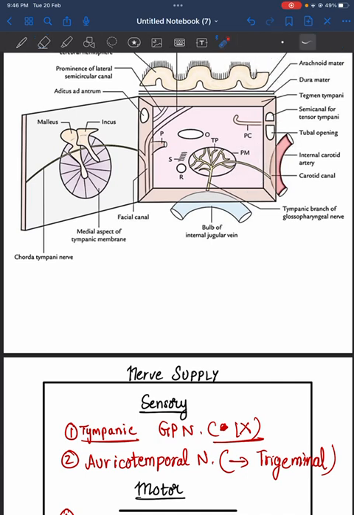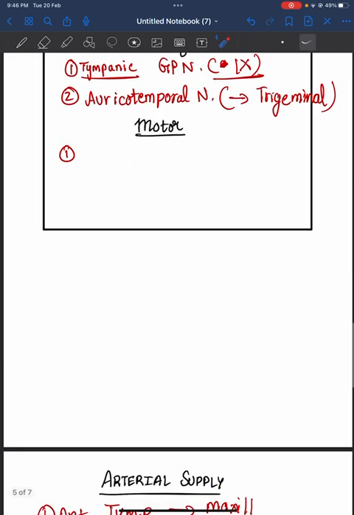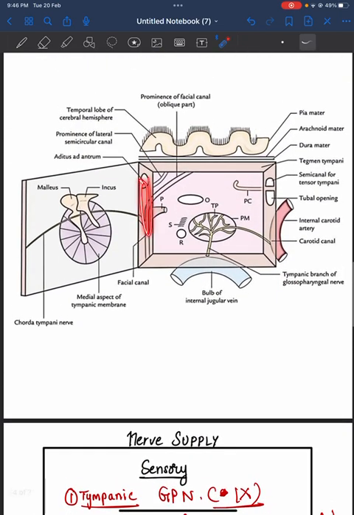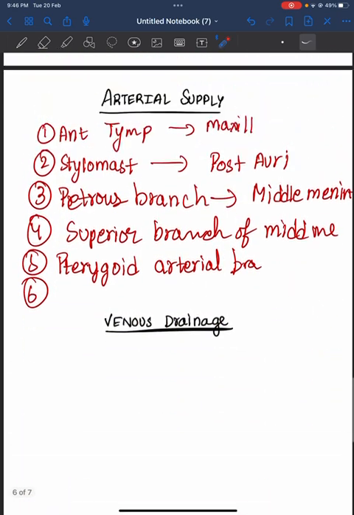So what did I say? Just a minute. Anterior tympanic artery, which is a branch of maxillary artery. Petrous branch of middle meningeal artery. Superior branch of middle meningeal artery. Over here I told you pterygoid canal will be there. Pterygoid branch, you can say it as artery from the pterygoid branch. The other one present is the stylomastoid artery, which is a branch of posterior auricular artery. That is the arterial supply.